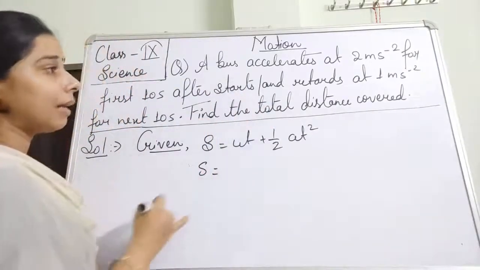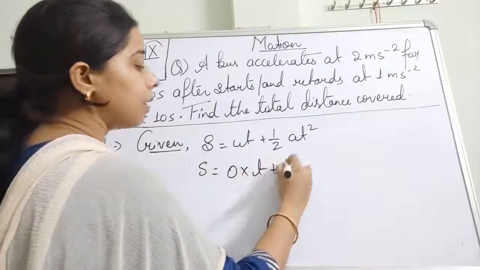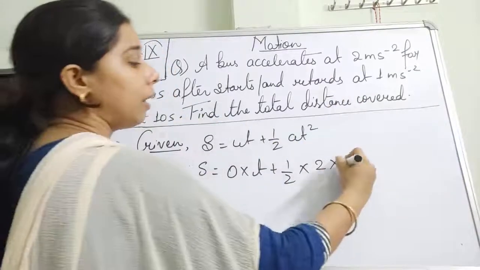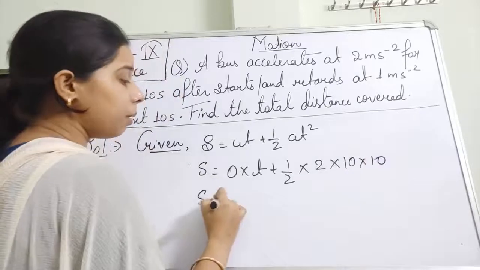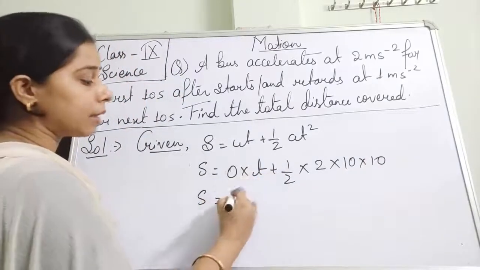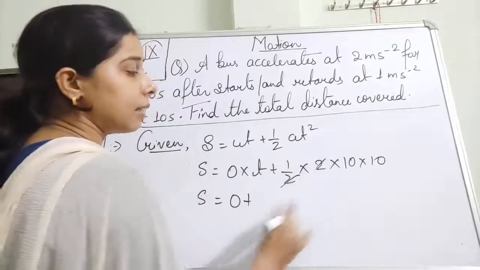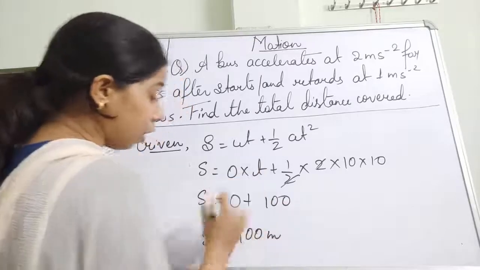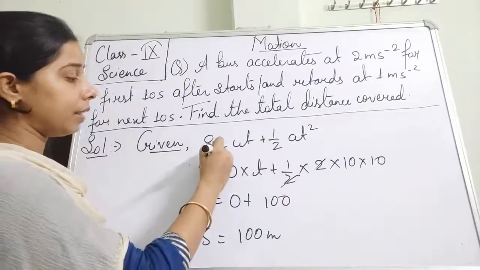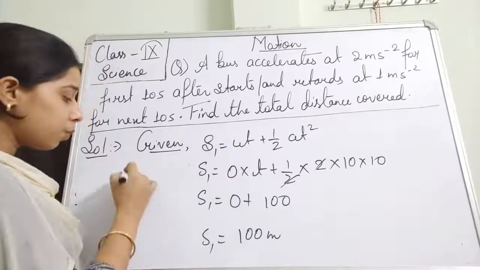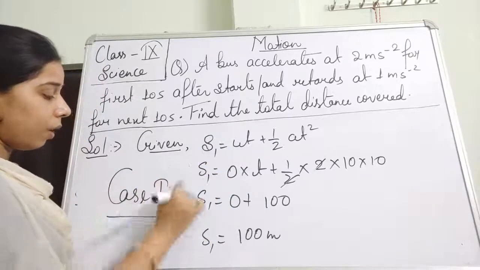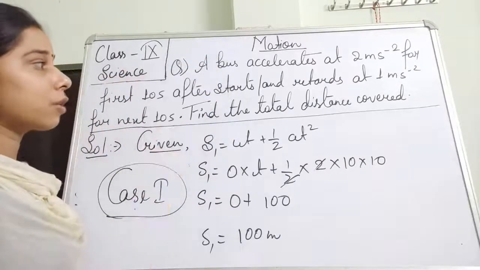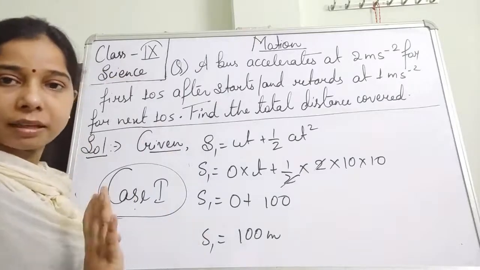U is given, students, that is equal to 0, into t plus half, acceleration is given, that is 2, into time, that is 10 seconds, so 10 into 10. Now S will be equal to 0 into 2 will be 0, so we will not consider it. 0 plus this 2 will cancel each other. 10 into 10 will be equal to 100. So S will be equal to 100 meter. So instead of writing S, we can write S1. Okay. So we are talking about the first case, when the object has traveled with the acceleration of 2 meter per second square after start. This is the first case.